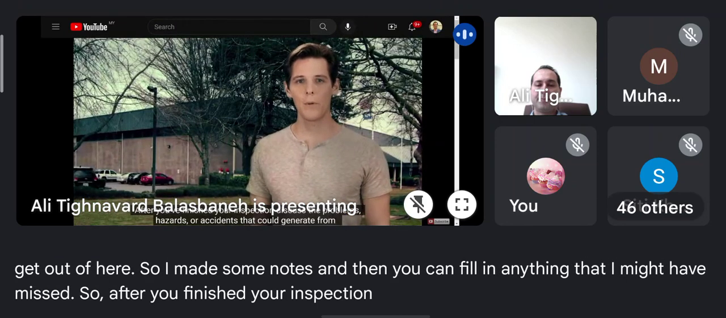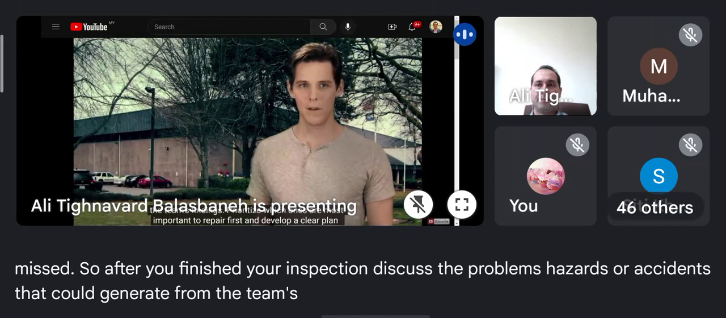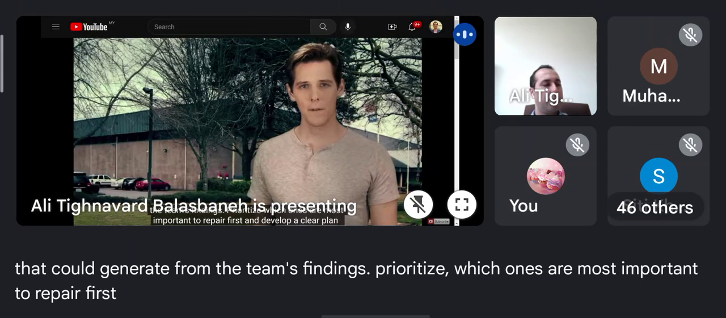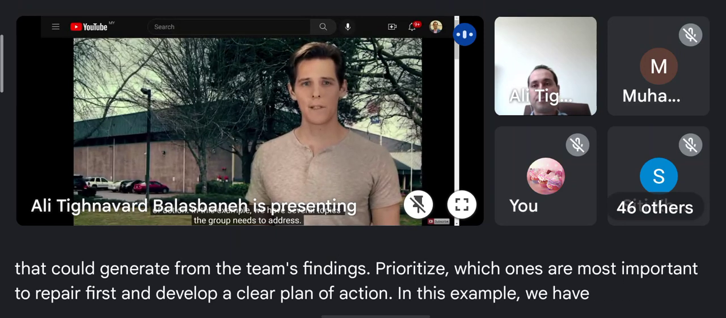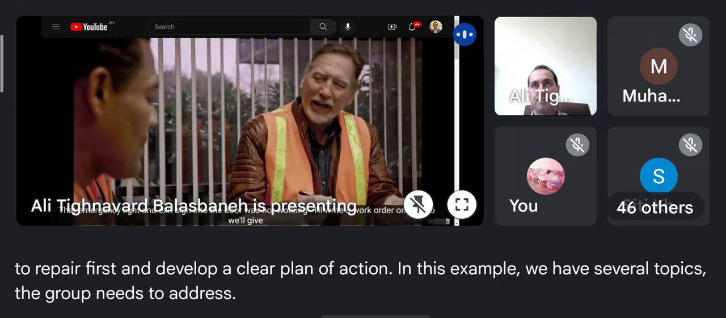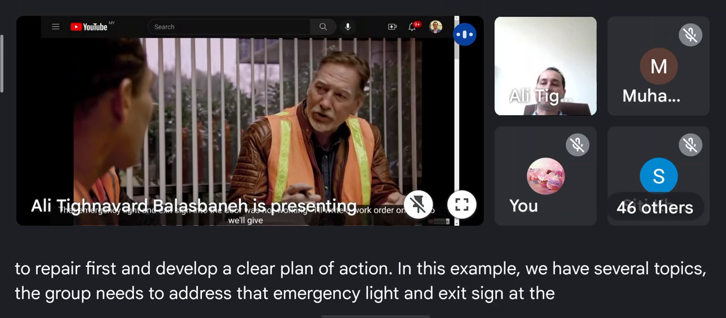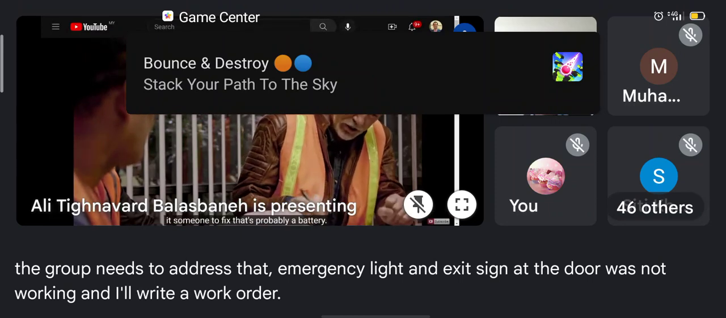Inspection. Discuss the problems, hazards, or accidents that could generate from the team's findings. Prioritize which ones are most important to repair first and develop a clear plan of action. In this example, we have several topics the group needs to address. Okay. That emergency light and exit sign at the door was not working, and I'll write a work order on that. So we'll get someone to fix that.